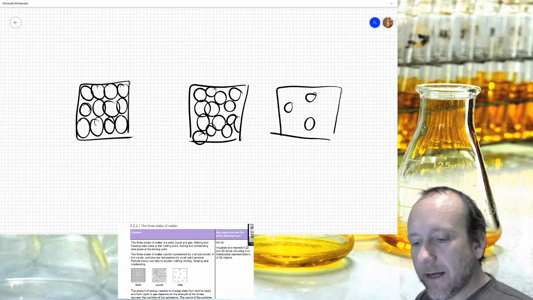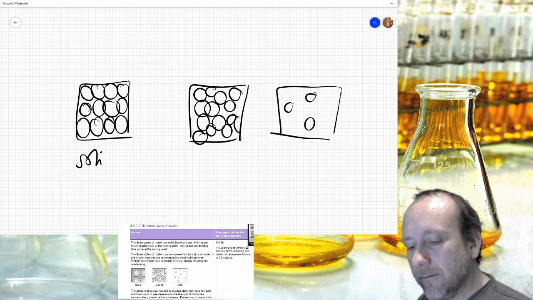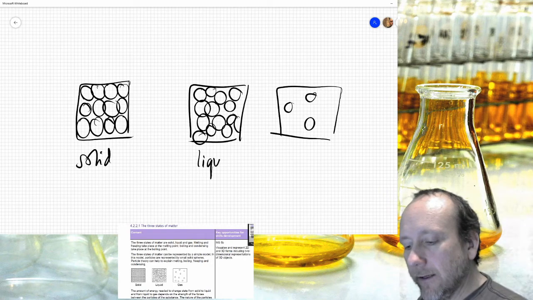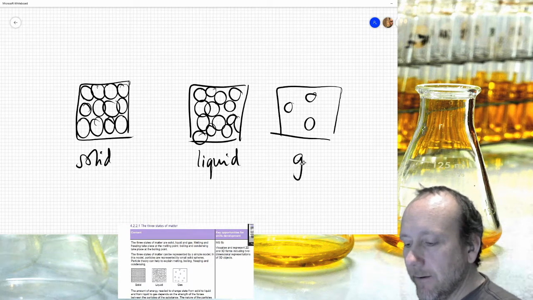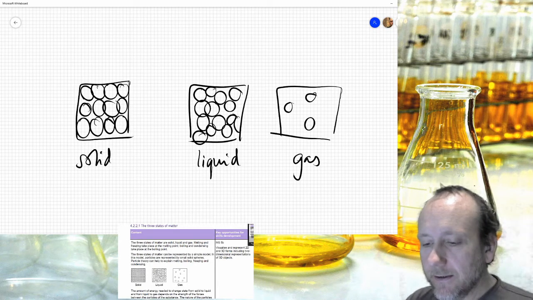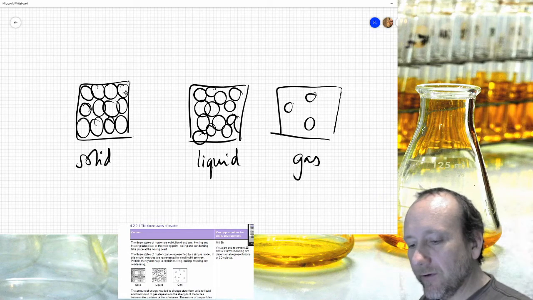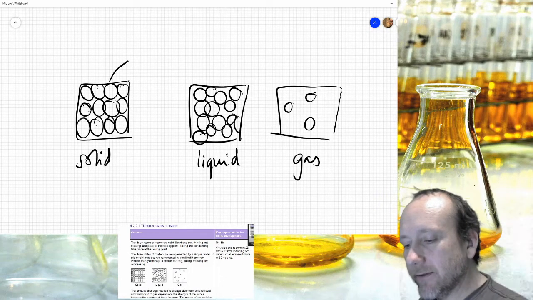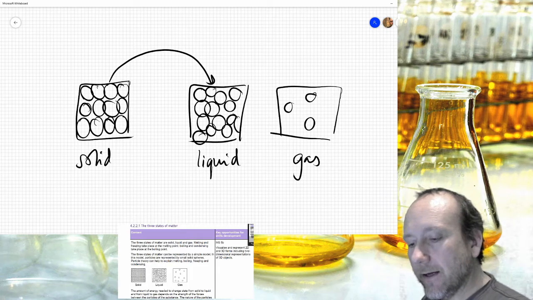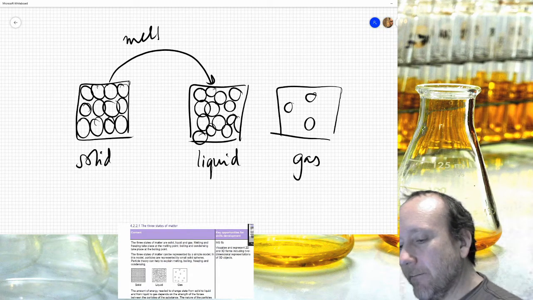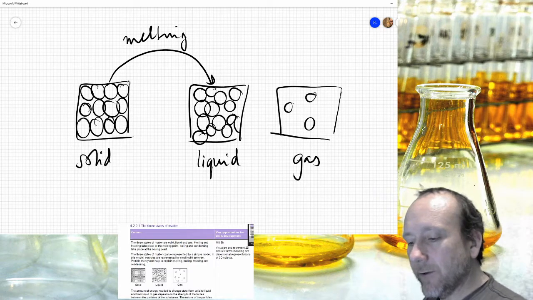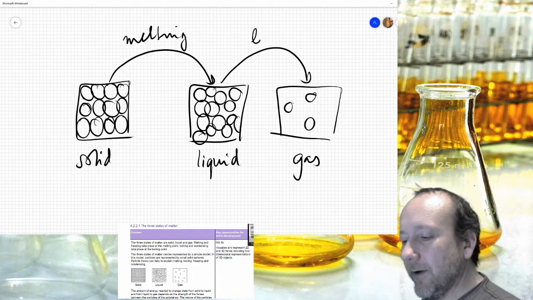Now, the idea is that the forces between the particles, as indicated by the spheres, tell you whether something is in fact a solid, a liquid, or a gas at room temperature and standard pressure. Here's the thing though. If you heat something up, then if it was a solid, there's a good chance it will melt. So it will change from a solid to a liquid by melting. And then it will change from a liquid to a gas by boiling.